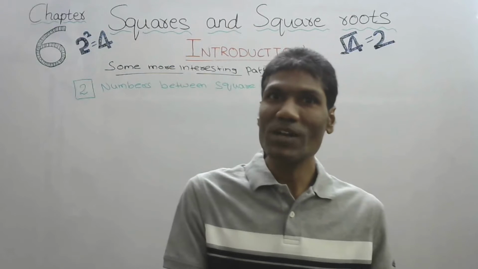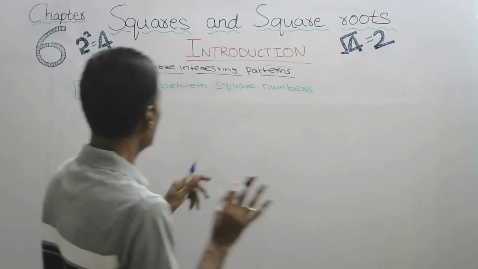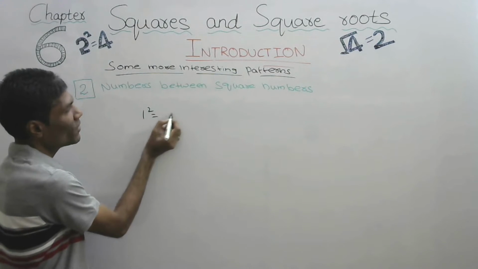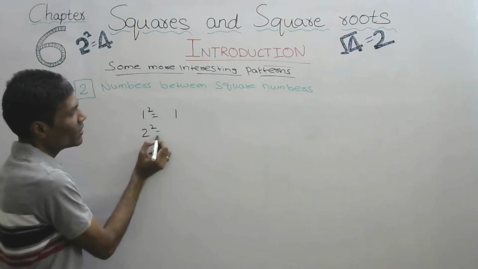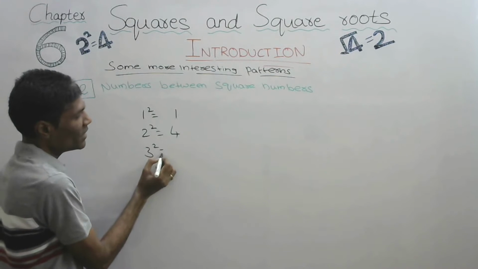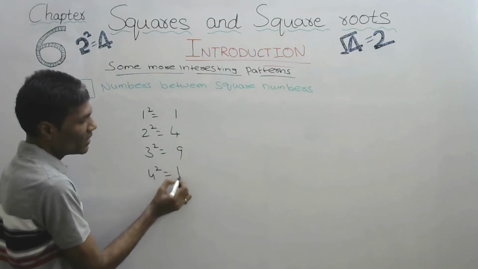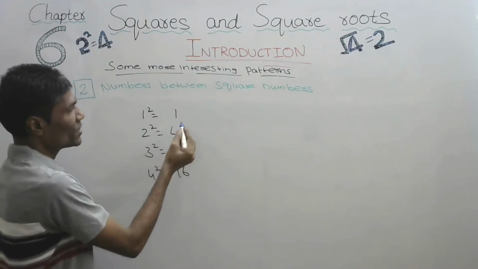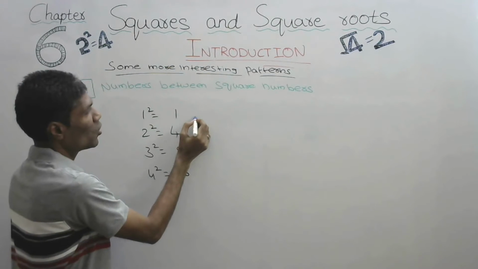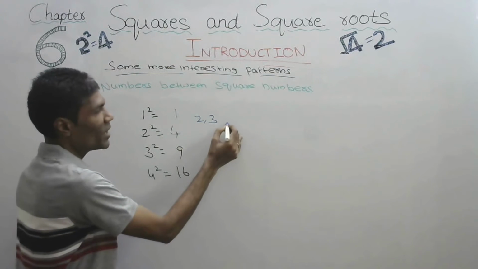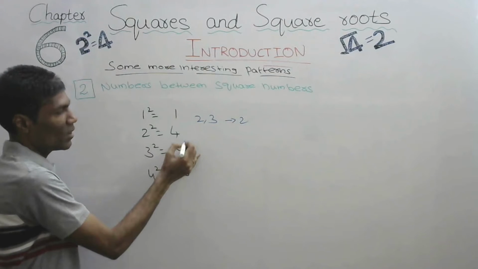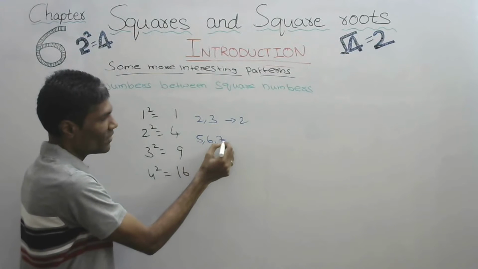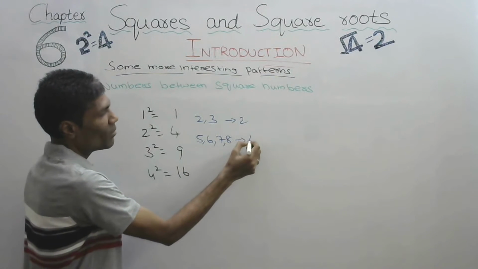Next is numbers between square numbers. Let us see now. Say 1 square we have 1, 2 square 4, 3 square 9, 4 square 16. Now in between how many numbers are there? Between these 1 and 4 we have 2, 3. So how many numbers are there? 2 numbers. Between 4 and 9 what are the numbers? 5, 6, 7, 8.